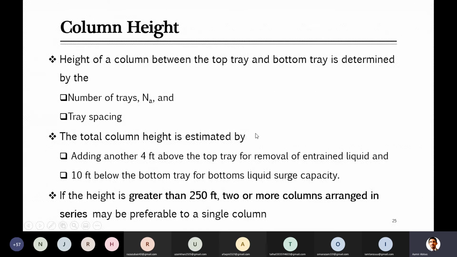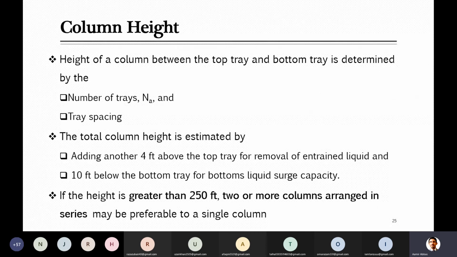Based on this we can calculate the height of the column, and here it is mentioned that if the height is greater than 250 feet, then two or more columns can be arranged in series. That is preferable to installing a single column, because of hydrodynamics, and it will be a bit difficult to handle a tower that is too high. But in your text I think he mentioned that in the world there is a tower close to, I think, 374 feet in height. That is installed somewhere around the world for absorption of gases in some gas plant.